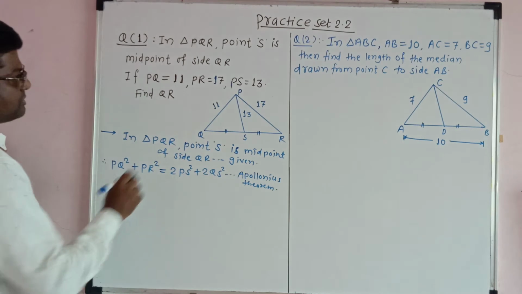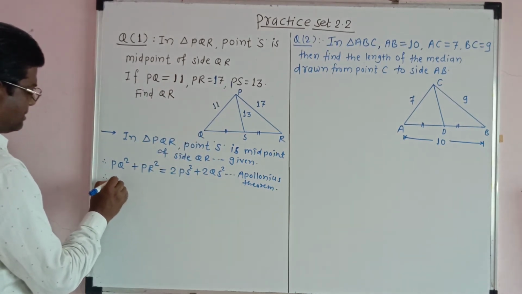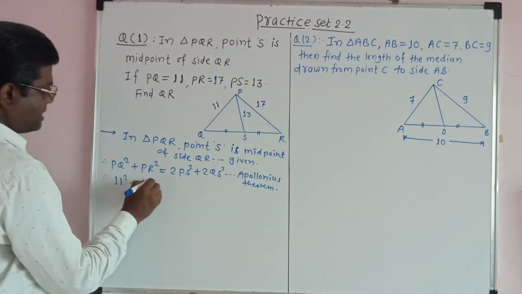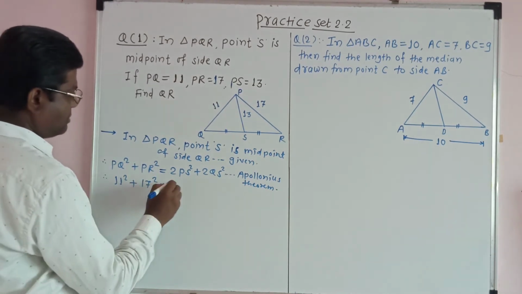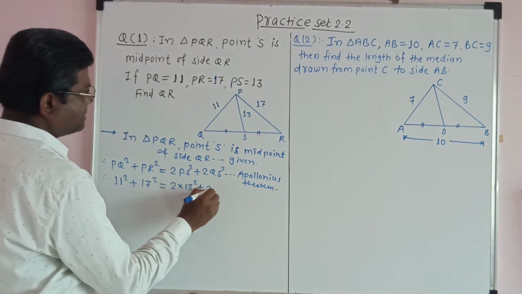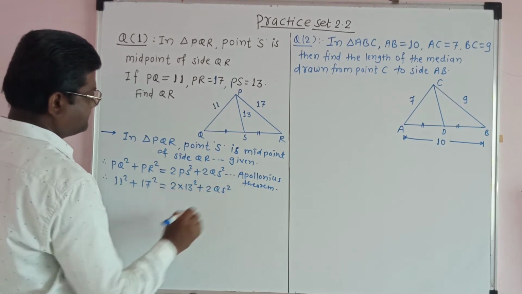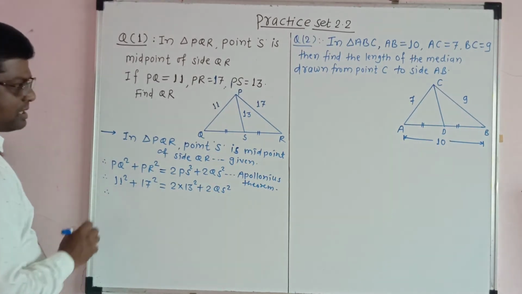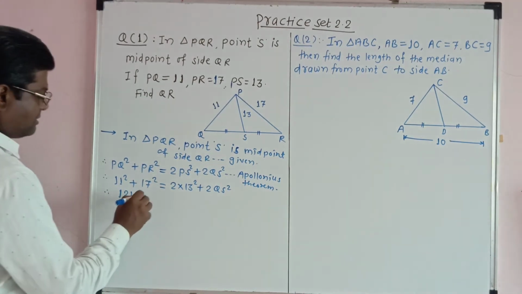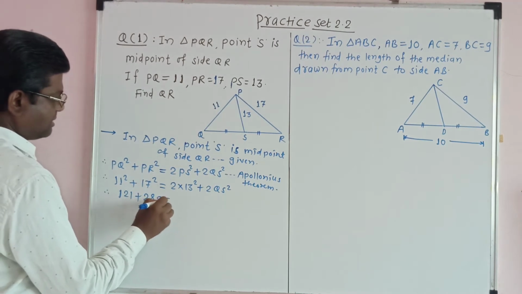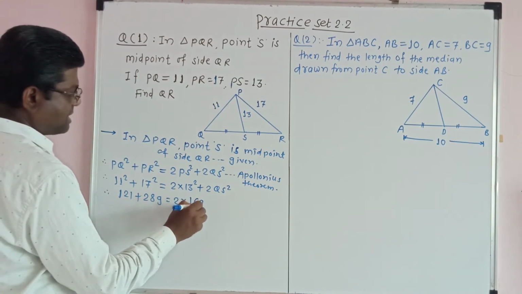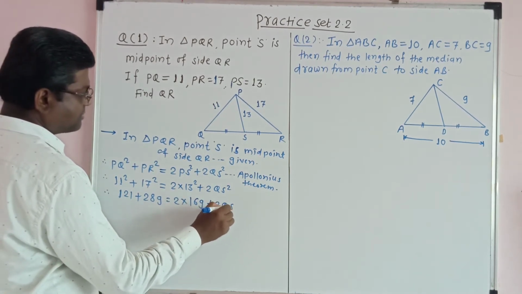Now put the values. PQ is 11 square plus PR is 17 square is equal to 2 into PS is 13 square plus 2 into QS square. Therefore 11 square is 121, 17 square is 289, is equal to 2 into 13 square is 169 plus 2 into QS square.